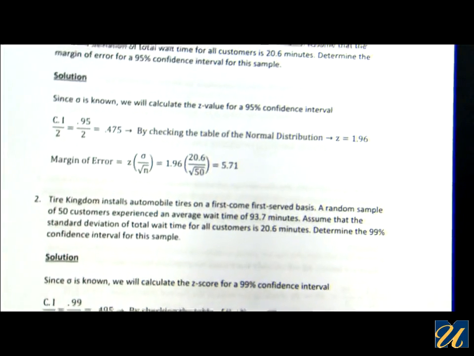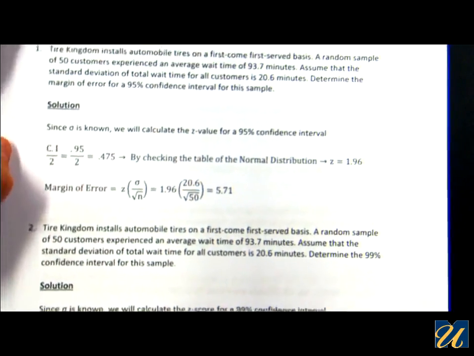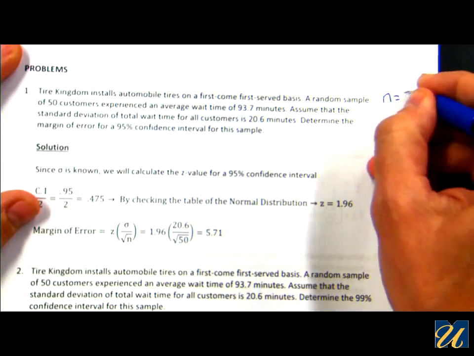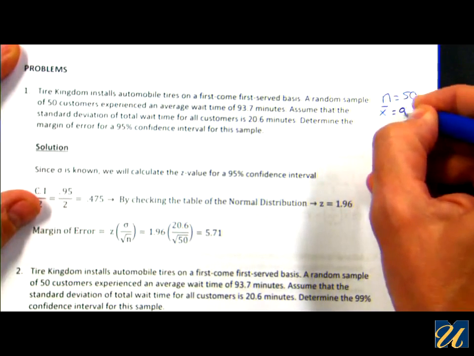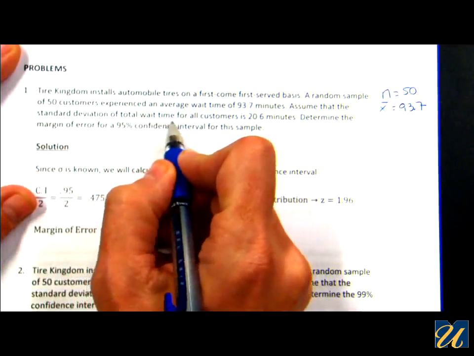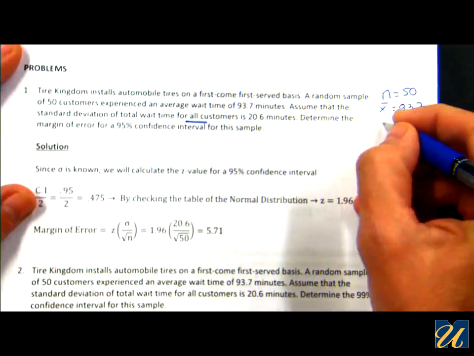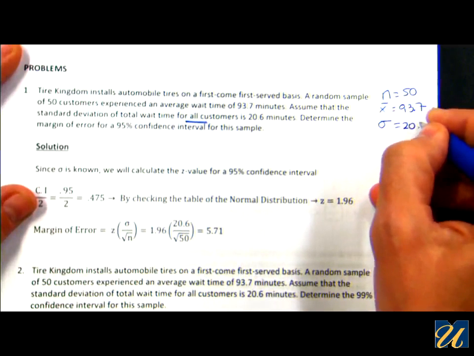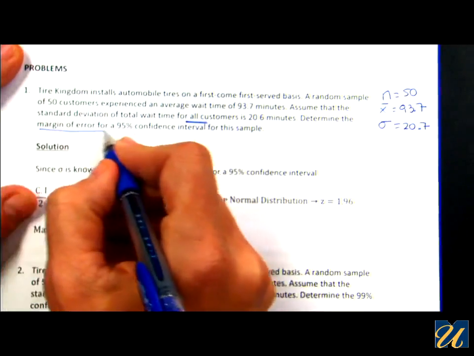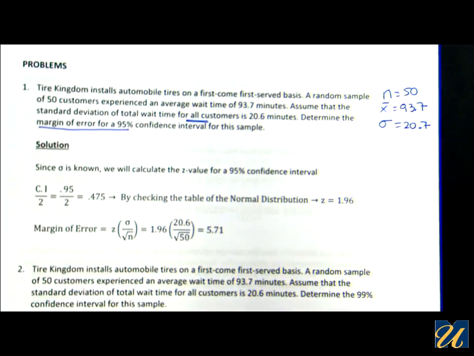Now, let's look at the problems. Tire Kingdom installs automobile tires on a first-come, first-served basis. A random sample of 50 customers experience an average wait time of 93.7. So n is equal to 50, x bar is equal to 93.7. Assume that the standard deviation of total wait time for all customers, that means sigma, is 20.7. Determine the margin of error for a 95% confidence interval.